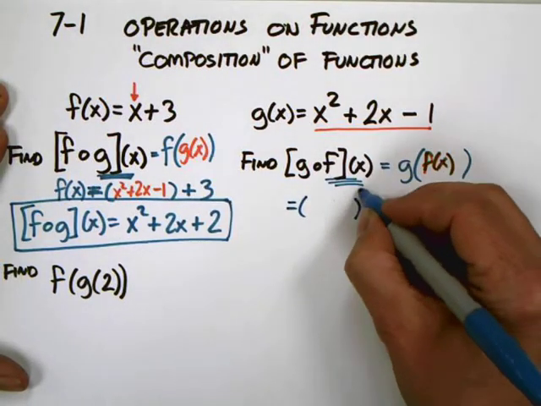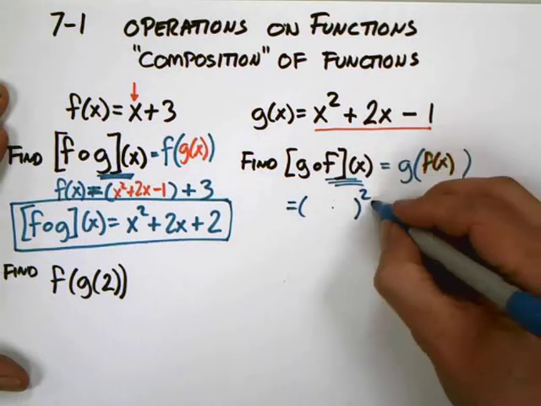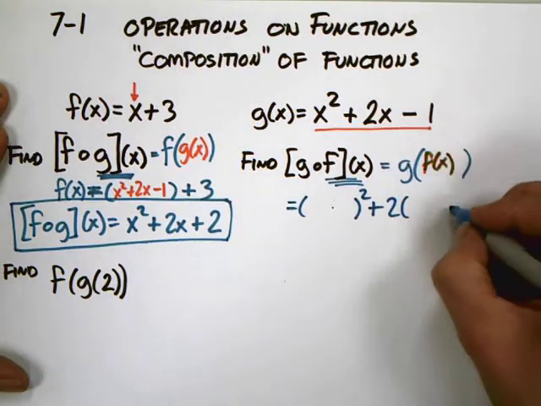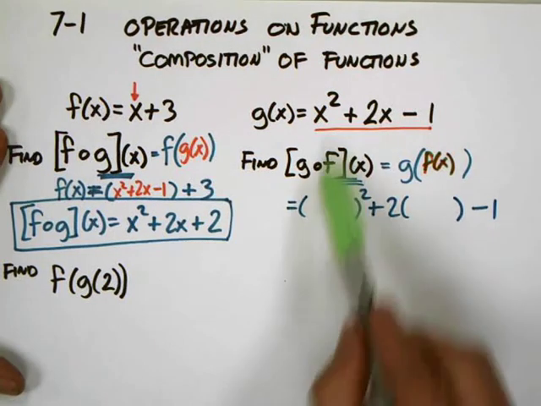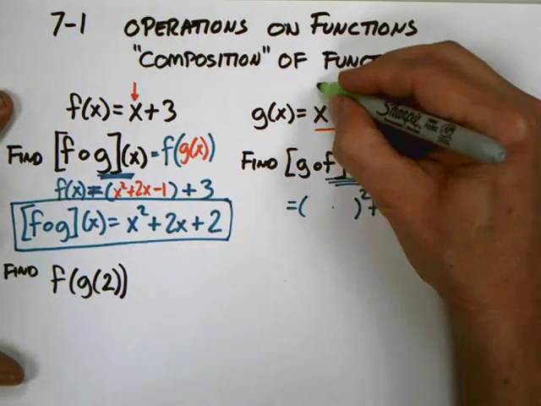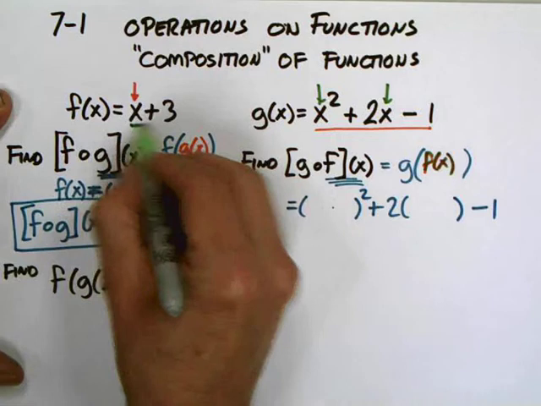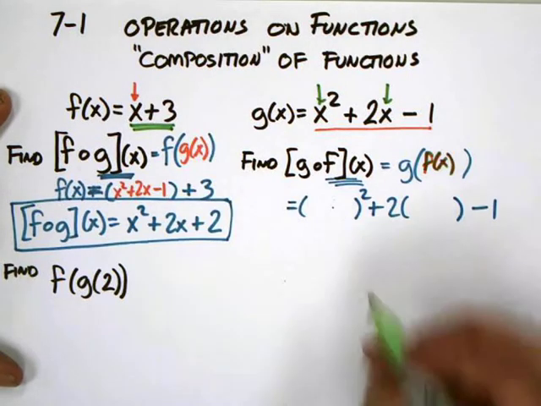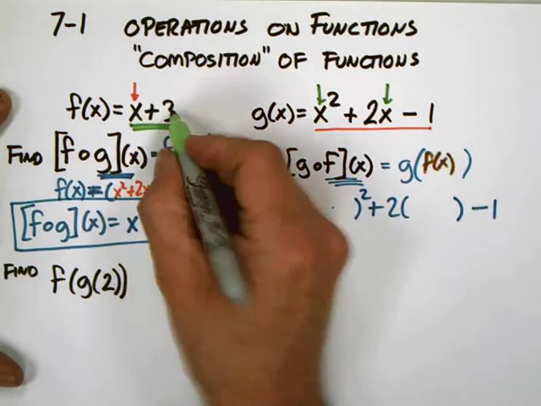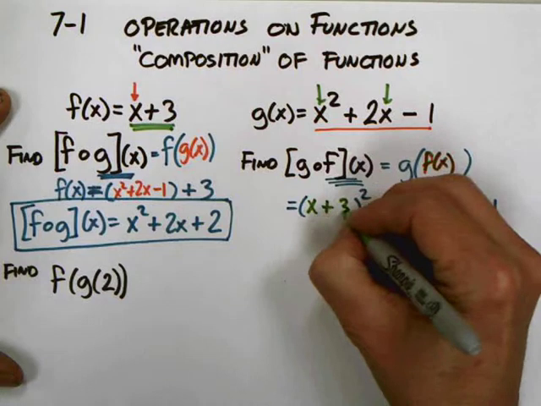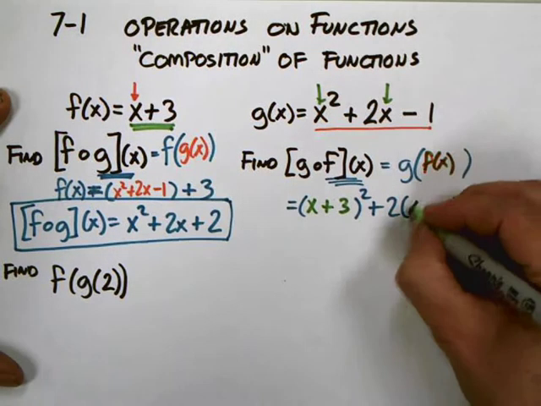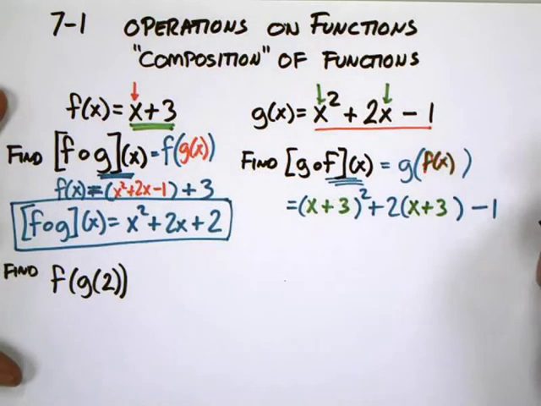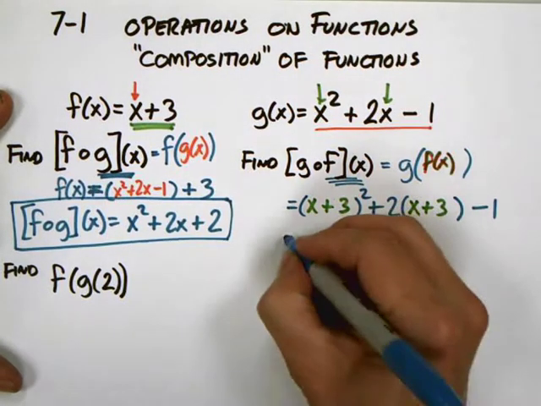My function x squared plus 2x minus 1. So instead of these x's, I left these blank spots because these guys are going to be replaced by this whole thing. So instead of x squared, I'm going to have all of this, x plus 3 squared. And instead of that x, I'm going to have all of this, which is x plus 3. So you can see there's a little bit of work to do.